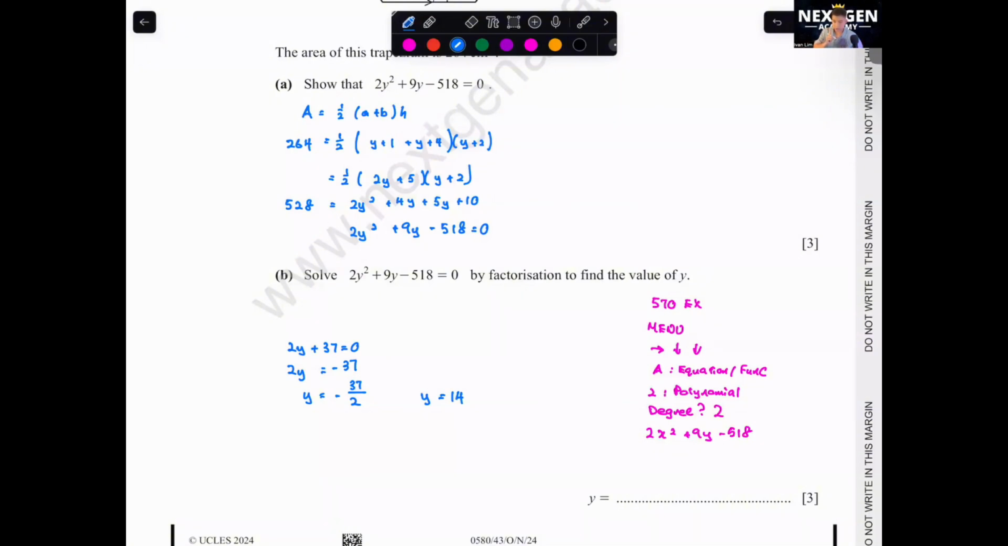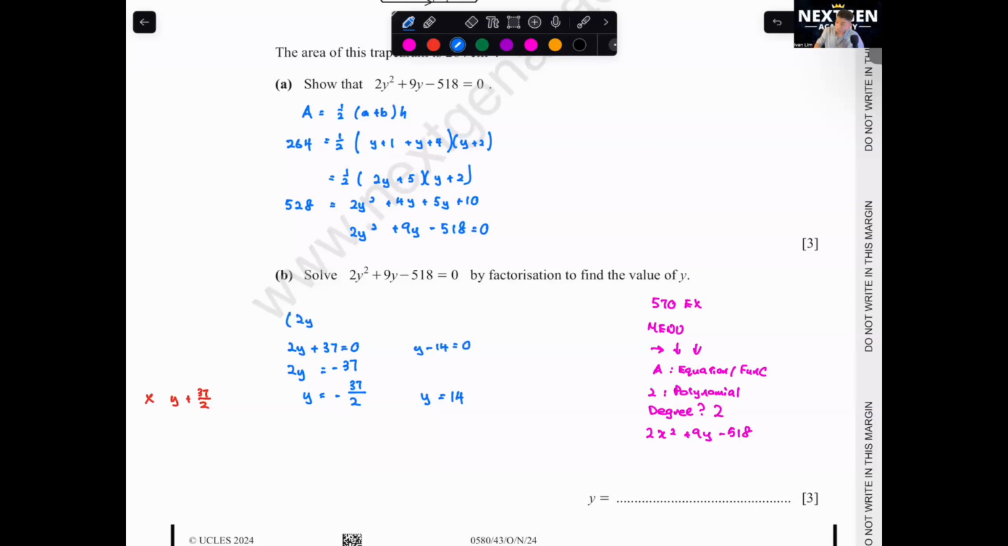Some students, even though I teach this method, what is the mistake that you will make? You straight away take the fraction and move it over here. This is wrong. You cannot write it as y plus 37 over 2. The presentation will be wrong. So by right, in the exam, you cannot use this method. But since this is a paper 4, we do the smart way, so you can leverage on your calculator. This one will be y minus 14 equals 0.